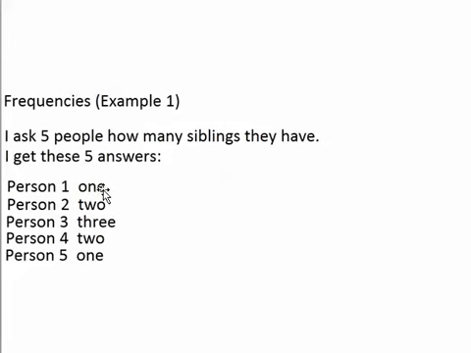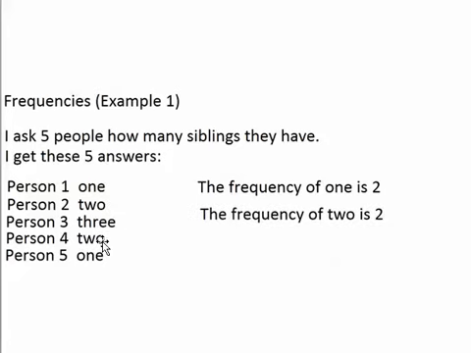We need to count how many times each value appeared. 2 people said 1, so that value has a frequency of 2 because it appeared 2 times. 2 people said that they have 2 siblings, so this value of 2 appeared 2 times, so that value has a frequency of 2. And only 1 person said 3, so 3 has a frequency of 1. So we have 5 total answers, and 2 answers plus 2 answers plus 1 answer equals the 5 total answers.